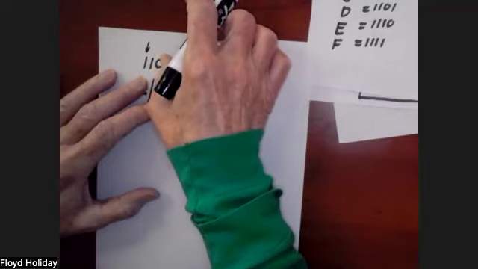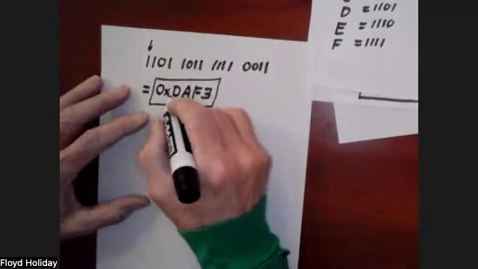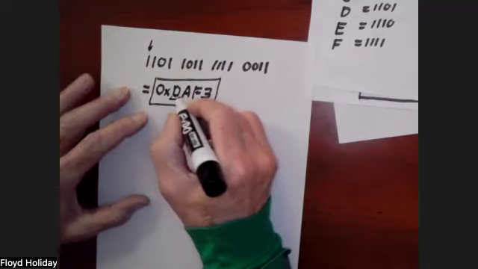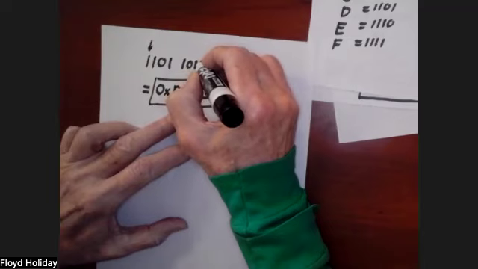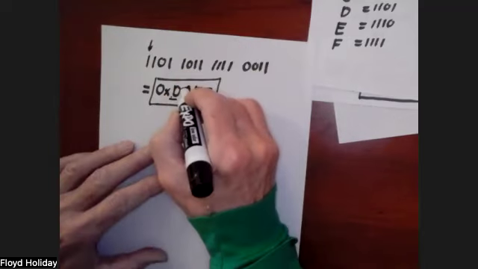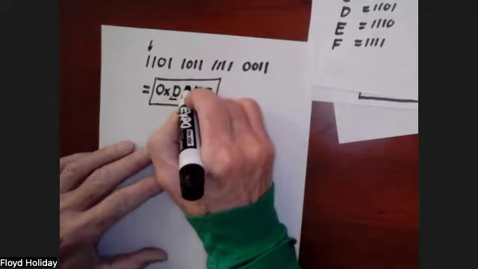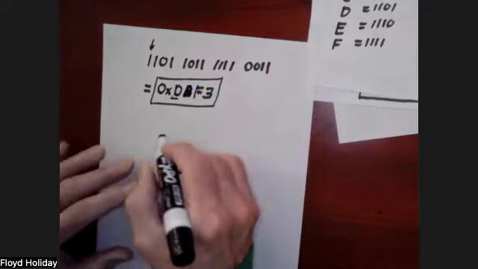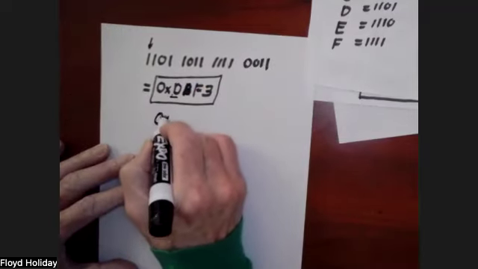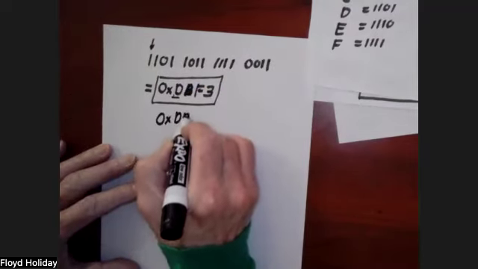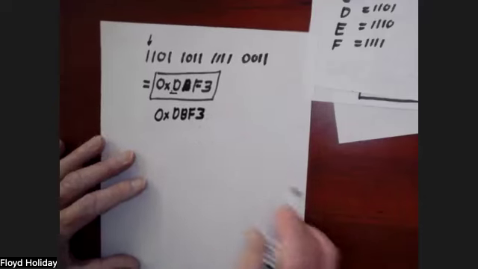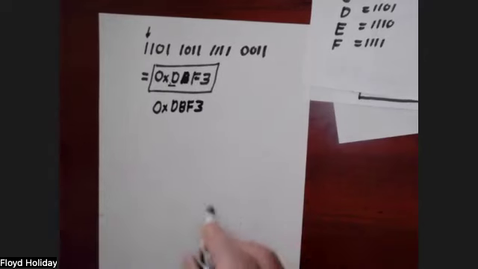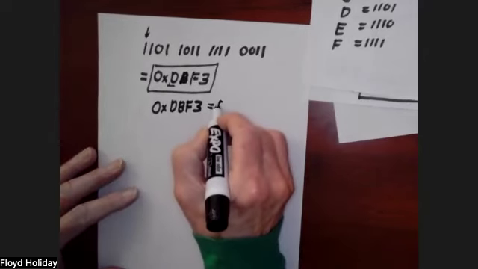1100 is C, so one more would be D. That's a D. That's 8 plus 2 is 10, and one more is 11. This has to be a B. So it's 0x DBF3. There we are. Final.